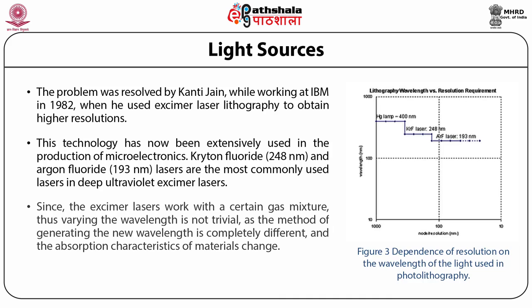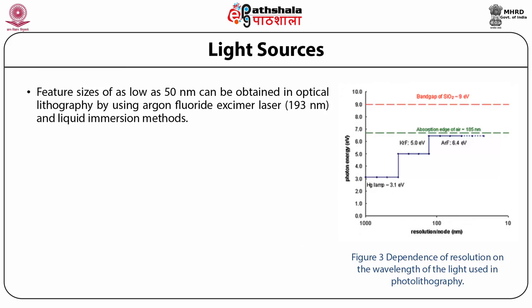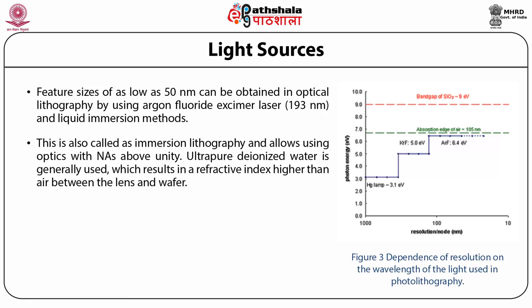lasers. Since the excimer lasers work with certain gas mixtures, varying the wavelength is not trivial. As the method of generating the new wavelength is completely different and the absorption characteristics of the materials change, feature size as low as 50 nanometers can be obtained in optical lithography by using argon fluoride excimer laser and liquid immersion methods. This is also called immersion lithography and allows using optics with NA above unity.